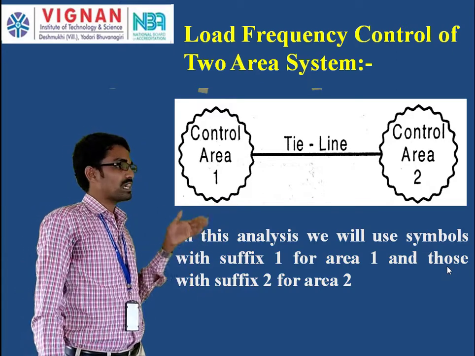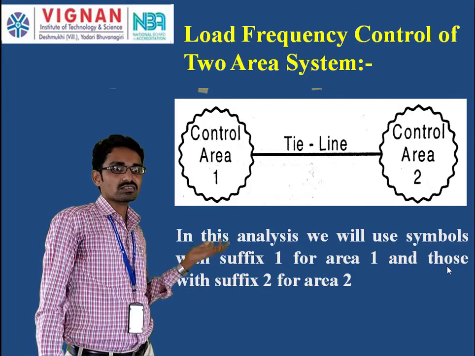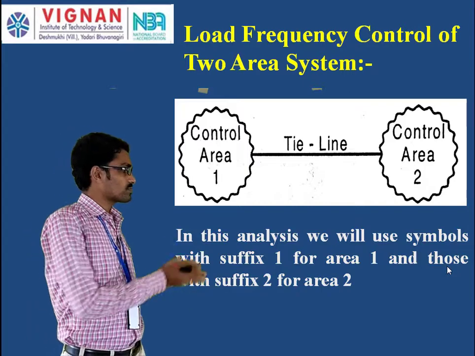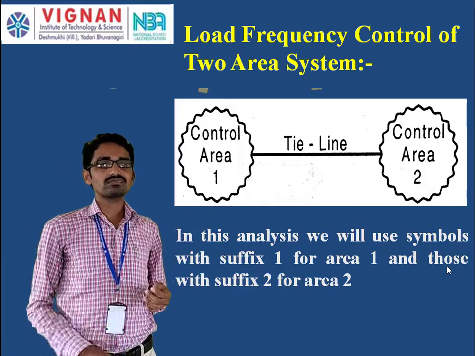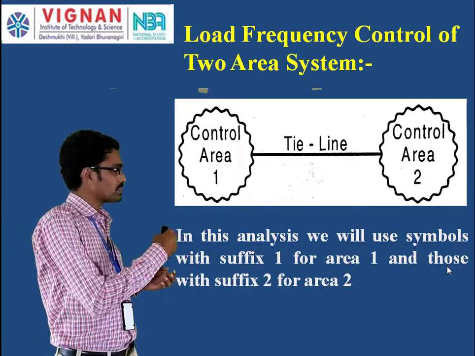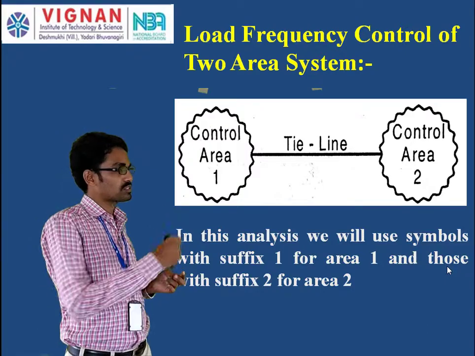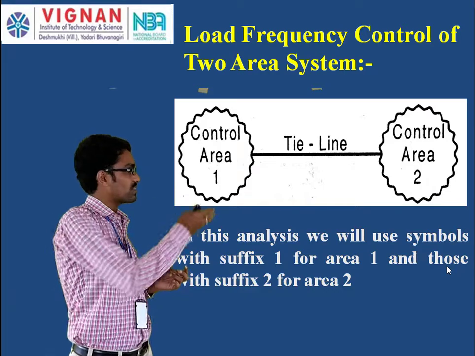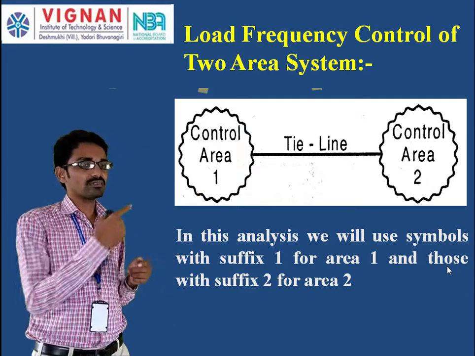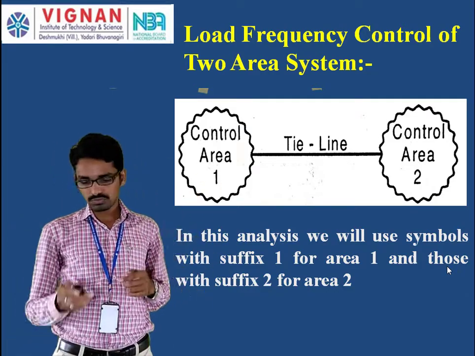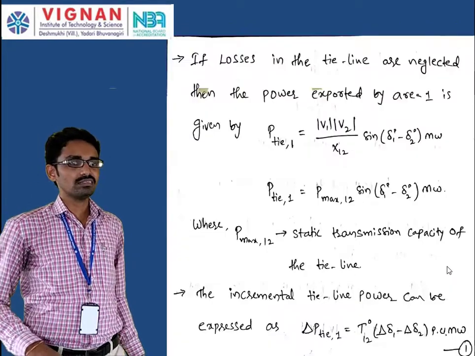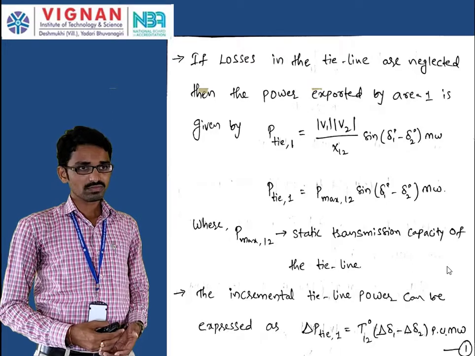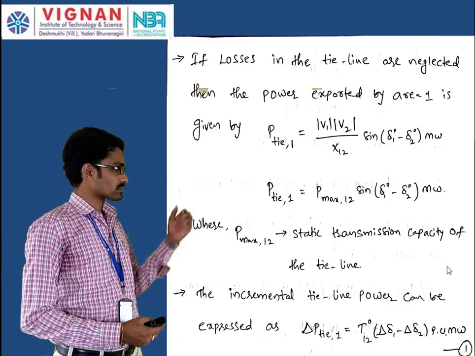So how is the load frequency control going to be available in a two area system? We are going to see here. In this analysis, we are using the symbols with suffix 1 and suffix 2. The suffix 1 refers to control area 1 and the suffix 2 refers to control area 2.